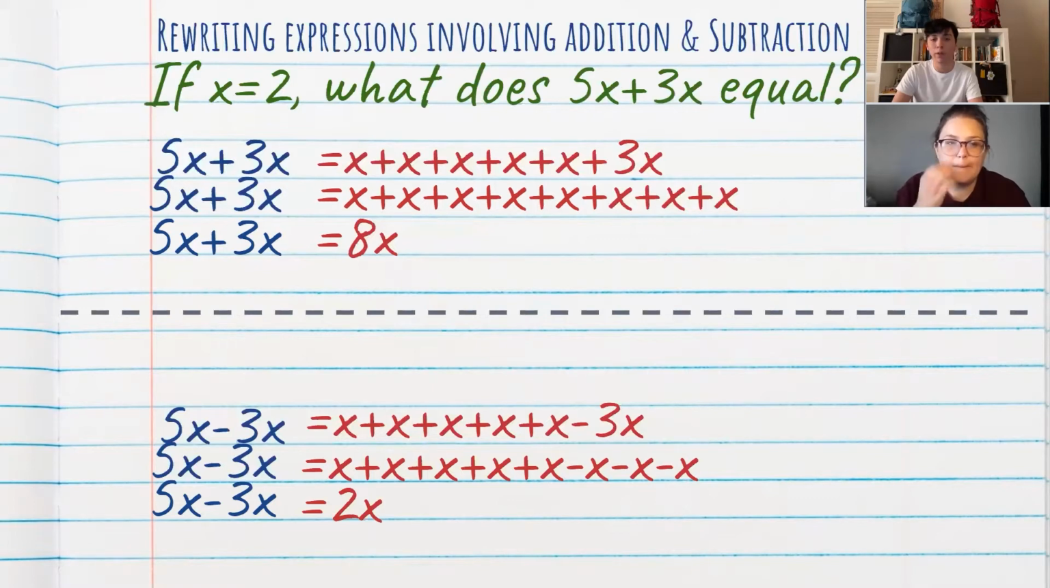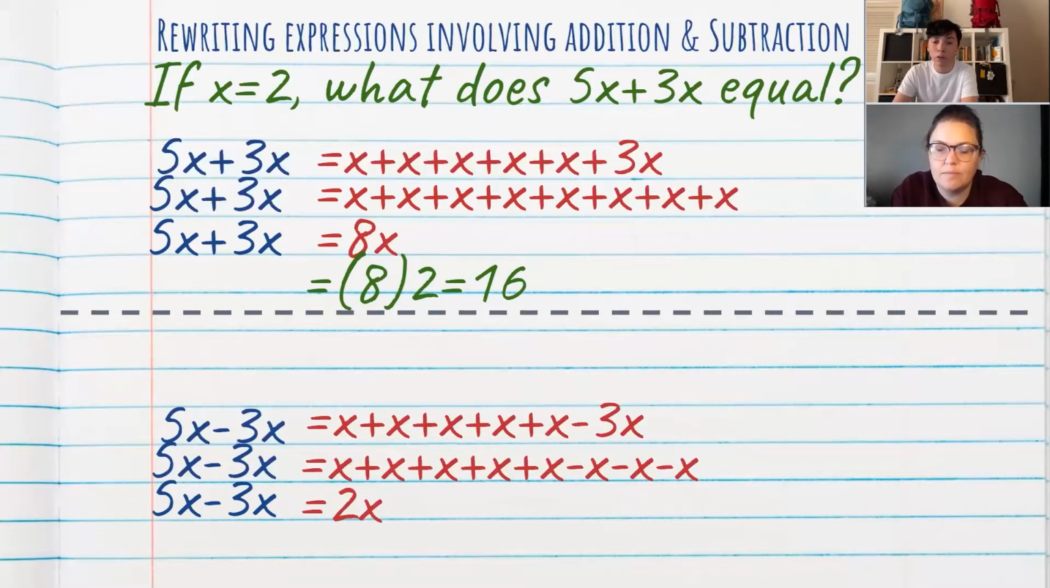So we know that a variable is a letter or other symbol that represents a value that we don't know. But let's say we are given what the variable is. So if we know that x equals 2, what does the expression 5x plus 3x equal? So what would we do to solve this expression if we know what x is, Ms. Hilton? So we can substitute 2 in for where the x is in the equation. So we would end up with 8 times 2, which means the answer would be 16.